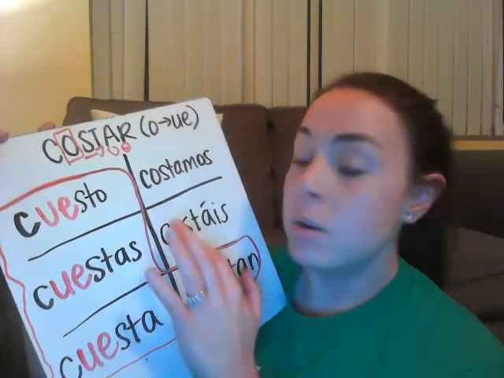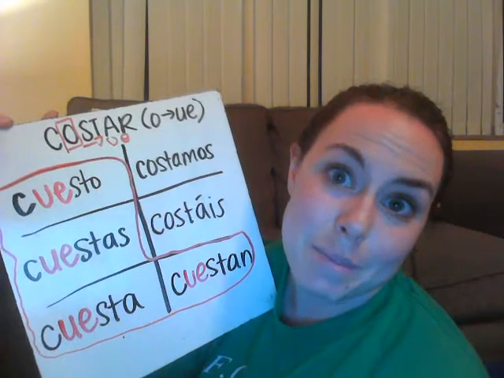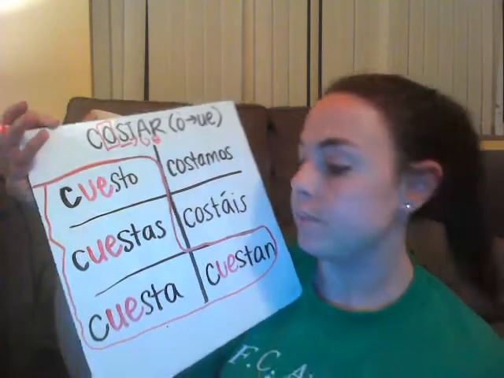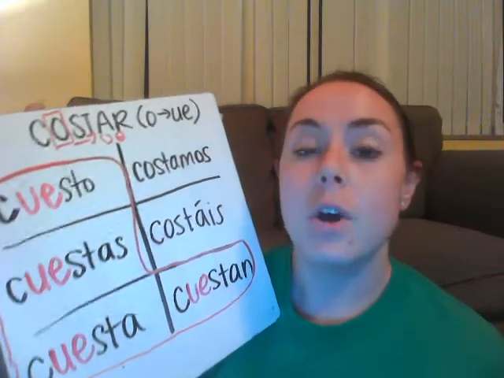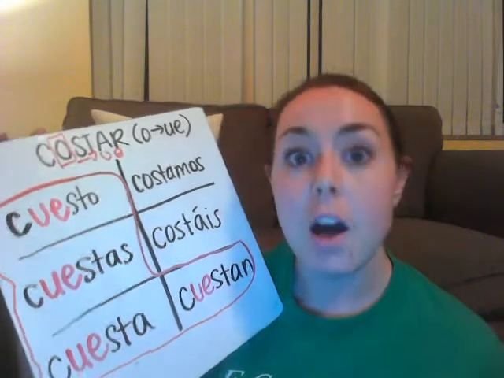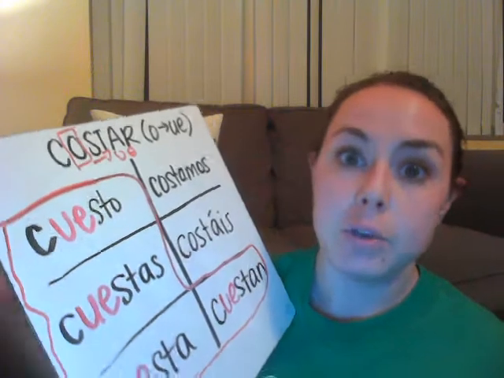Costamos and costáis would be the nosotros and vosotros forms. Again, we don't use them because it's to cost, so we don't say we cost. And then cuestan would be they cost. So again, I can conjugate any kind of stem changing verb because they all follow the same pattern. You just have to know which ones are O to UE, which ones are E to I, which ones are E to IE, etc. So all of this is the information that you're going to need to know about stem changing verbs.